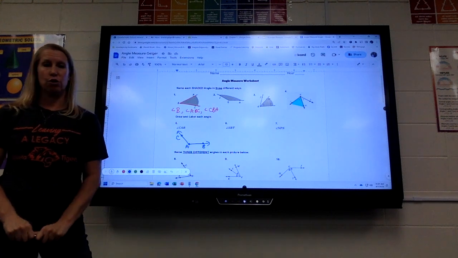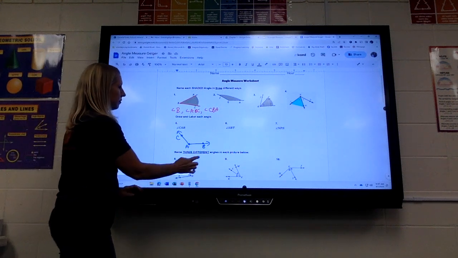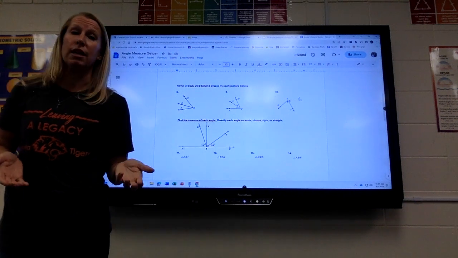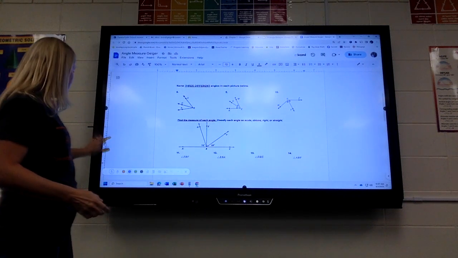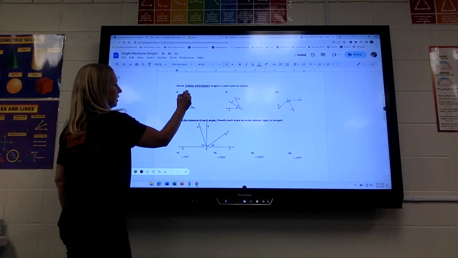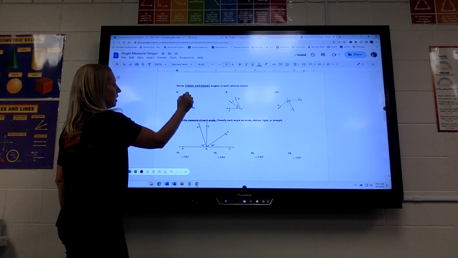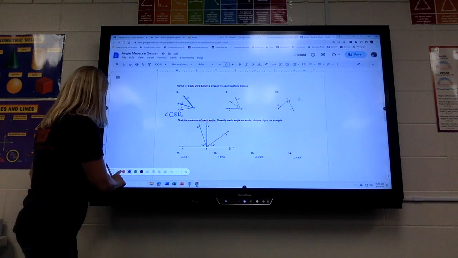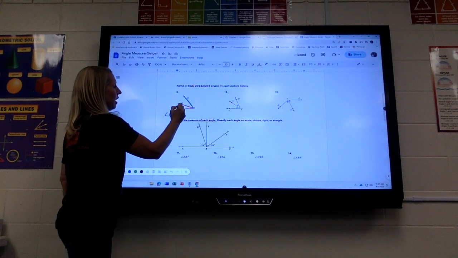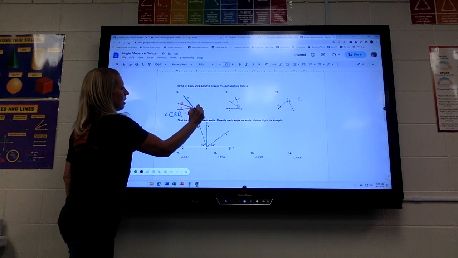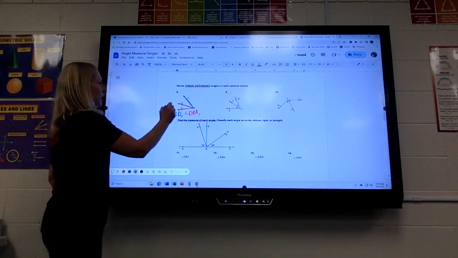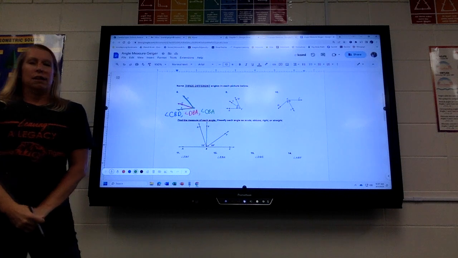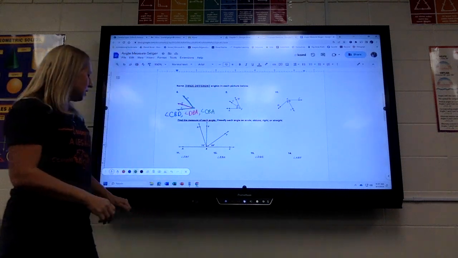So then you're going to draw pictures of the other angles. For the next section, you're going to name 3 different angles that you see. So like on number 8, you would see angle CBD. You would see angle DBA. But then also, what about the big angle, CBA? So you're going to do that on all of these.